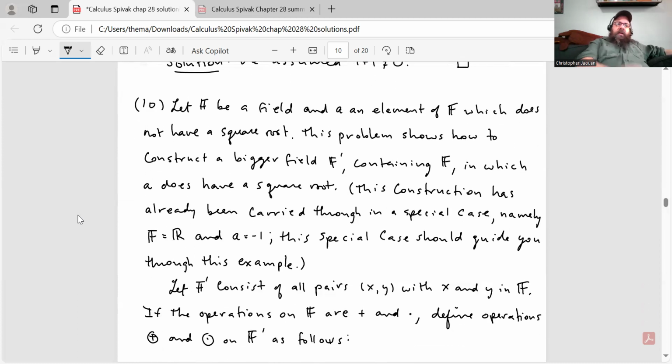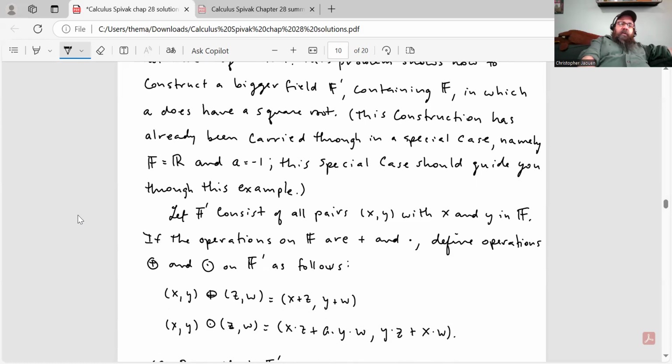Okay, question number 10. Let F be a field and A an element of F which does not have a square root. This problem shows how to construct a bigger field, F prime, containing F, in which A does have a square root. This construction has already been carried through in a special case, namely F equals R and A equals -1. This special case should guide you through this example. When Spivak says that, he's referring to previous chapters in the textbook that we haven't gotten up to yet. So when we get to the chapter that deals with complex numbers, I'm sure we'll do that in those sections.